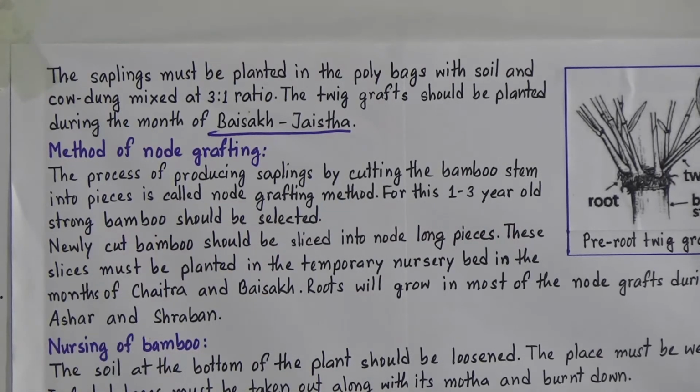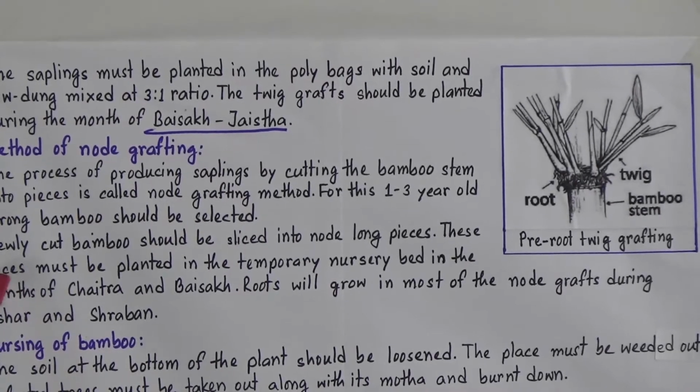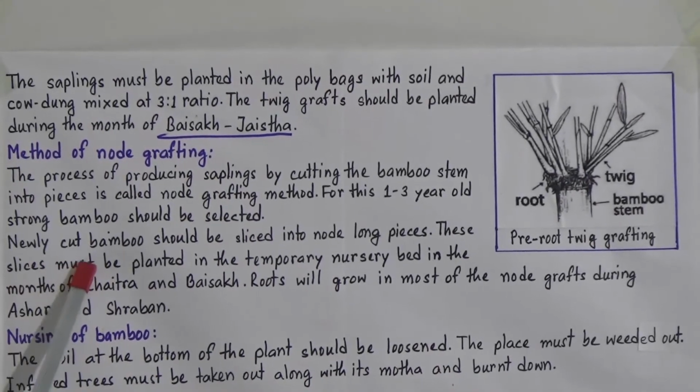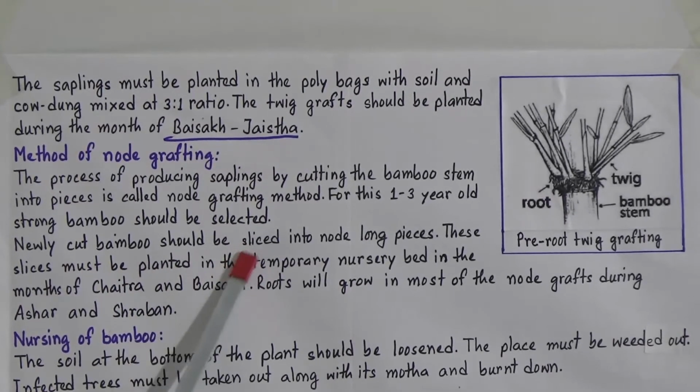Remember it. And after that, we will cut the node of the bamboo into pieces. That means we will make slices. Now look, newly cut bamboo should be sliced into node-long pieces, and these slices must be planted in the temporary nursery bed in the months of Chaitra and Boishakh, and roots will grow in most of the node grafting during Ashar and Shravan. So when will the roots grow?